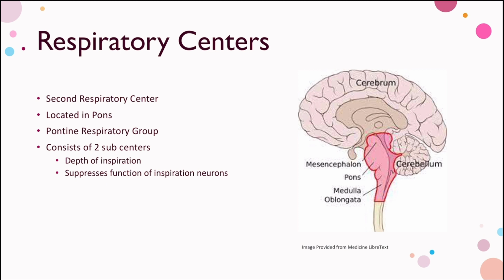Continuing on the topic of respiratory centers, we are now going to talk about the respiratory center that is located in the pons. The respiratory center of the pons is the second respiratory center. This is called the pontine respiratory group. This consists of two subcenters for DRG. This controls the depth of inspiration, but also suppresses the function of inspiration neurons within the DRG. This also promotes relaxation following the inhalation phase and consequently controls the overall respiratory rate.